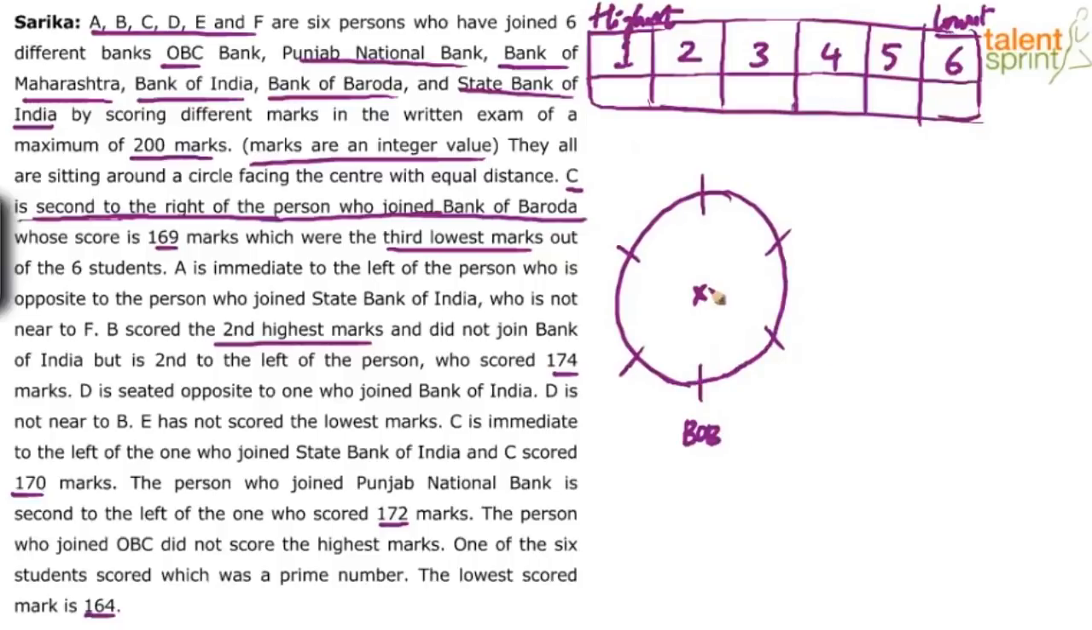Right is always anti-clockwise when persons are facing center. So C is second to the right. So first and second, C comes here. Right? C is second to the right of the person who joined Bank of Baroda, whose score is 169 marks.